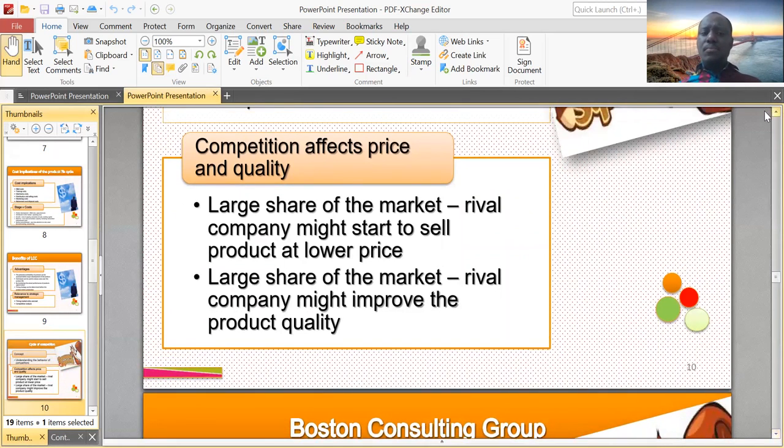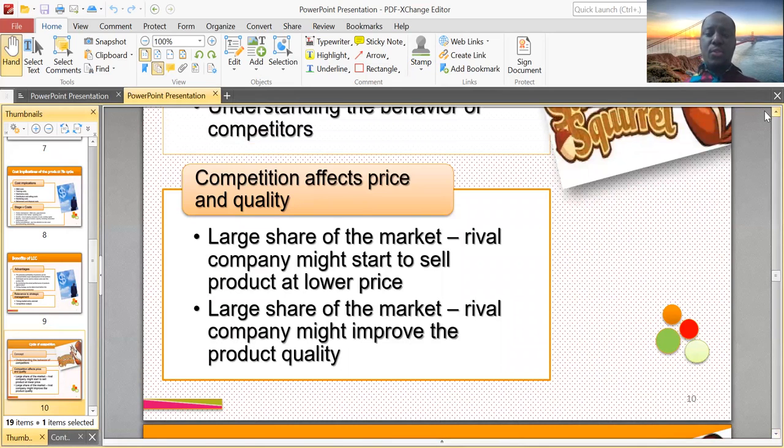So that's what we'll be looking at for this session, and we'll continue a lot more deeply into the strategic models.